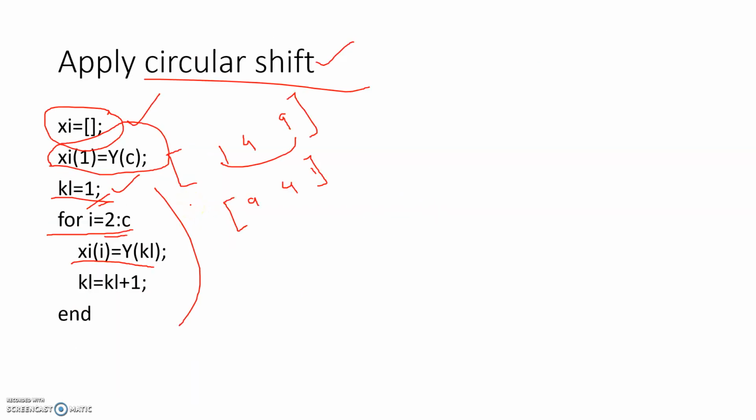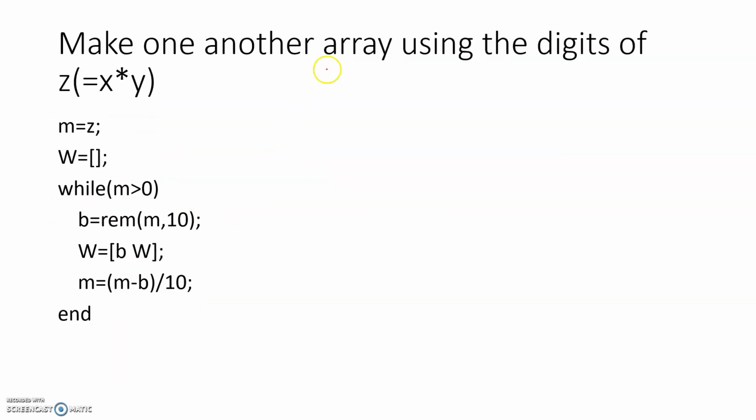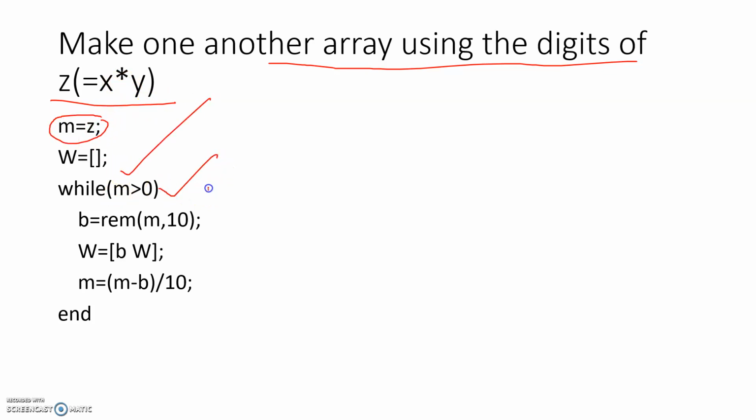Okay, so now extract the digits of z. Similarly here, make another array using the digits of z, where z is equal to x into y, which we have already done. Same approach: m equal to z, w equal to an empty variable, while m greater than 0, b equal to mod(m, 10), w equal to bw, m equal to (m minus b) by 10.